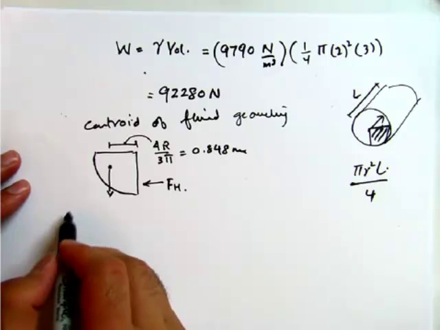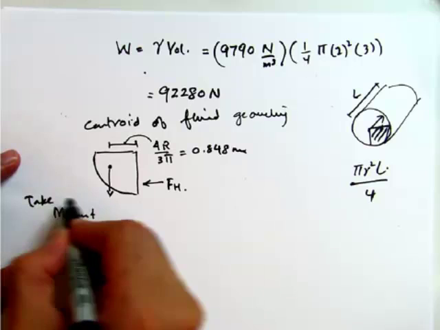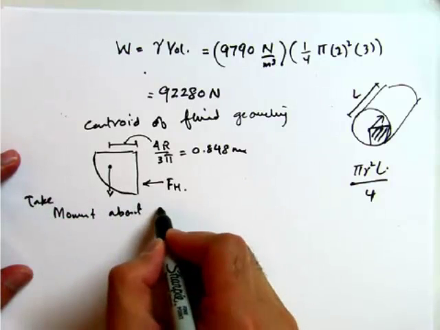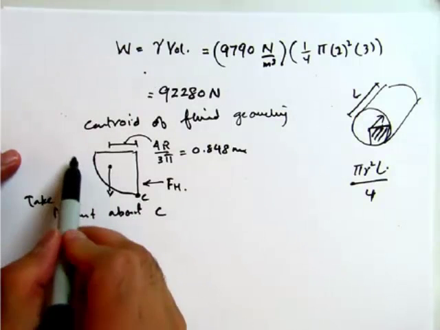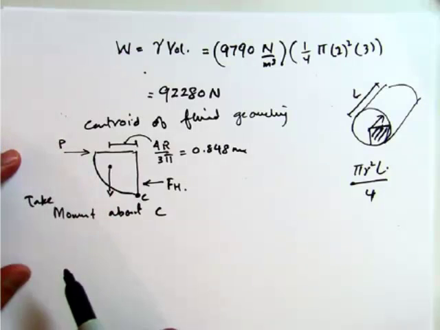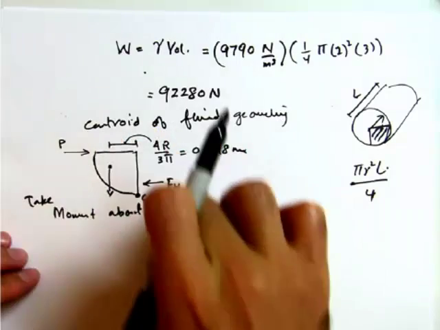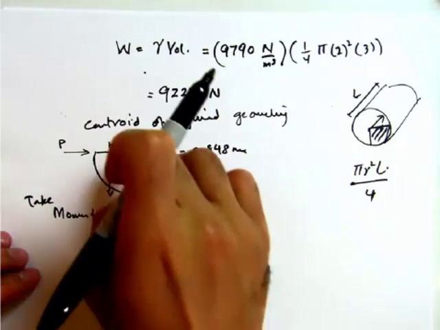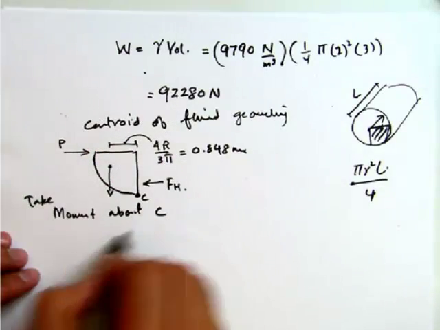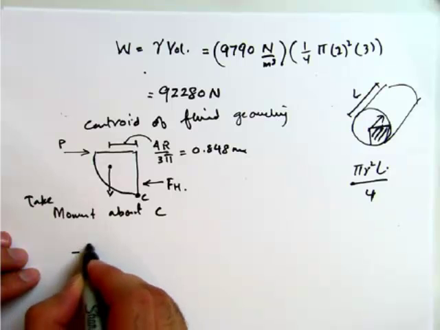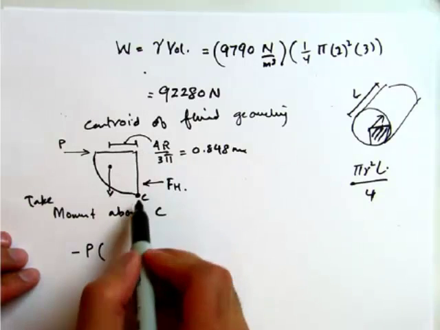So I do know where this weight force is acting, and we also have where this horizontal force is acting. So we can take the moment about C, which is this point over here. This is our hinge. We're going to take the moment about C, and we have to find what this force P would be, the required force P. The clockwise I will take as negative moments, and the counterclockwise as positive. The first one is negative because it's trying to rotate clockwise, so it's minus P times the distance, which in this case is 2 meters.